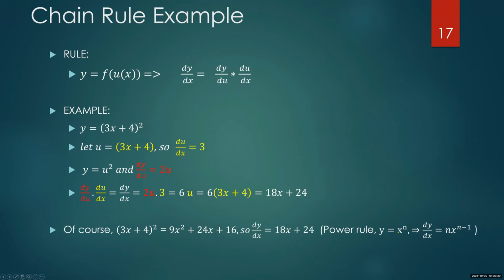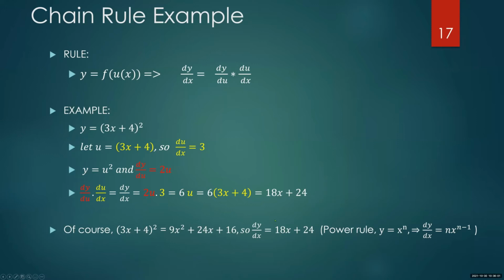And that's just a reminder of the power rule there. So for example, the 9x squared piece here, if you differentiate the x squared, that gives you 2x, and you multiply that by 9, and that's where the 18x comes from. The 24x, when you differentiate that, that's x to the power of 1. So it's 24 times x to the power of 0, which is 24, and then 16 is a constant. So when you differentiate that, you get 0.